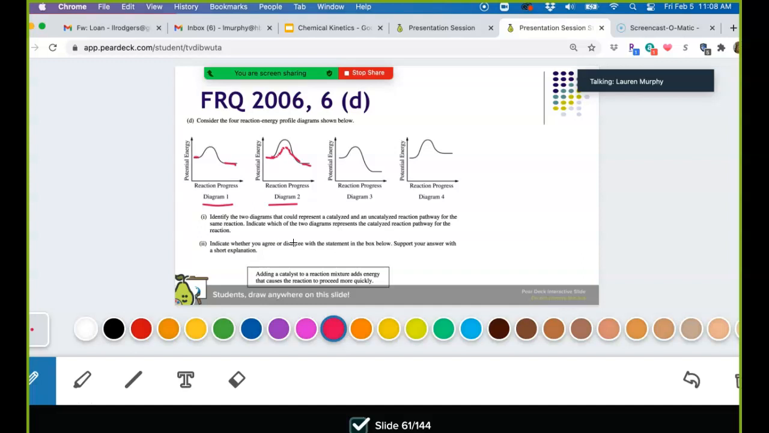So I disagree with the statement because catalysts cause the reaction to proceed more quickly by lowering the activation energy and providing an alternate pathway for the reactants to react.